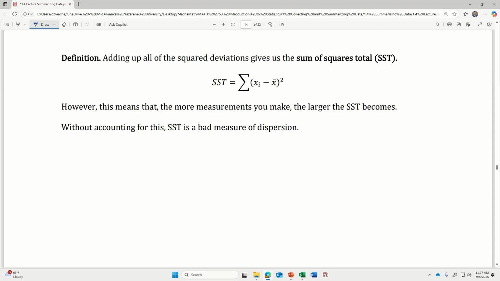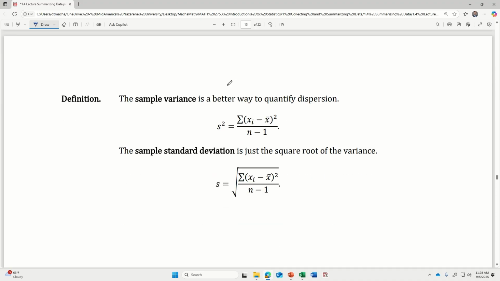The one drawback is now every single time I take a new measurement, it's going to increase the SST. It's going to go up every time I take a new measurement, even if that measurement is really close to the mean, even if that measurement is really close to all of the other measurements and it doesn't seem like it should be increasing the dispersion, it will still increase the SST. So we don't like that. We have to account for that. How do I make it so that adding another measurement doesn't increase the SST?